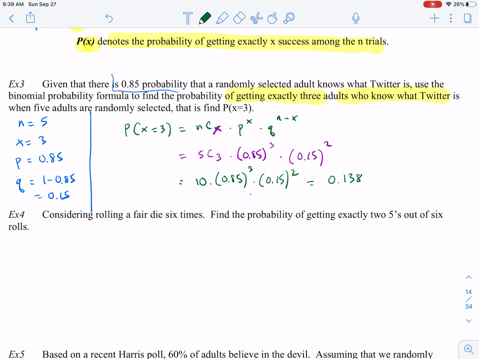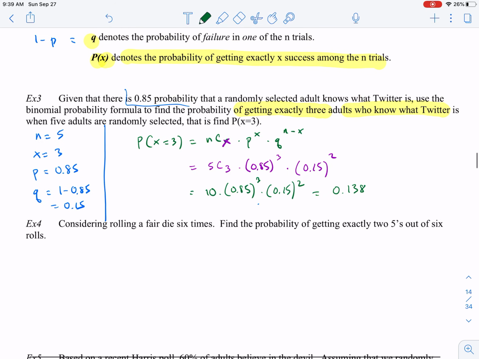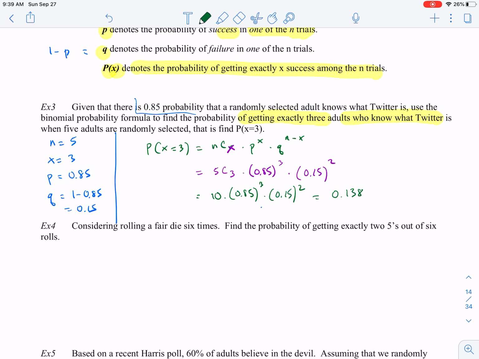So if we go out on the street, based on this study, any random 5 adults we select, the chance that 3 out of those 5 know what Twitter is is about 14%. And again, nowadays everyone knows what Twitter is, so this data could be outdated. So that's what that example is referring to.